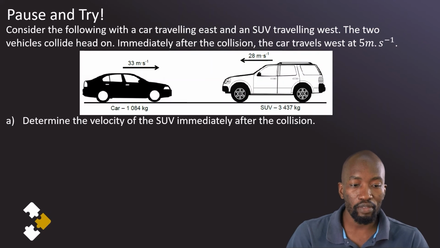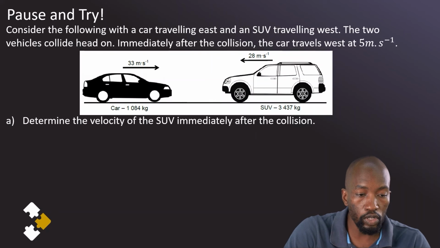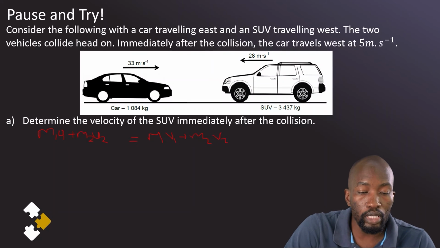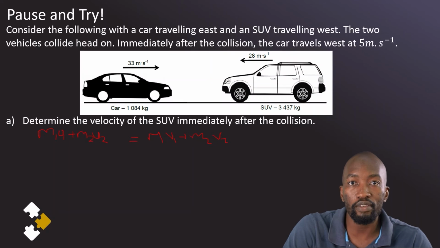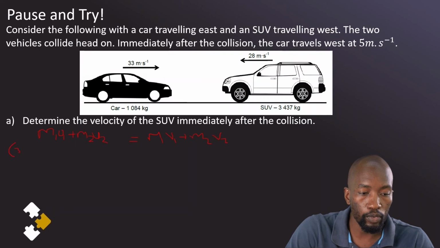A, they said determine the velocity of the SUV immediately after the collision. Now remember this, the cars did not stick together. So this means we can use the conservation of momentum, but now we can just say m1 u1 plus m2 u2 is equal to m1 v1 plus m2 v2. The u just means initial velocity. So instead of writing vi, you can instead use u. Then let's substitute.